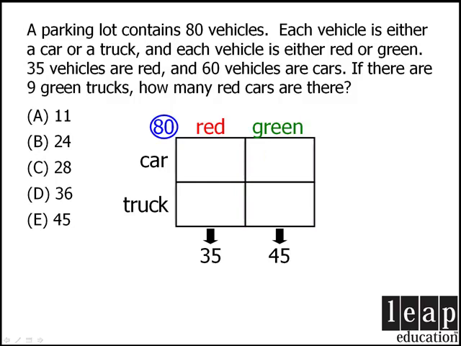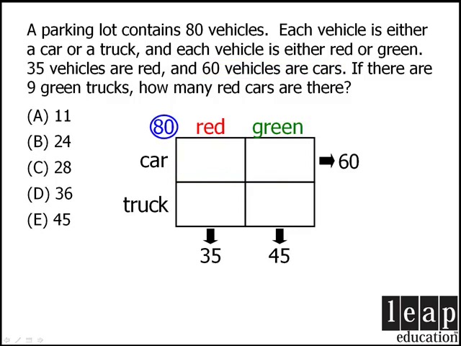Similarly, we are told that we have 60 cars. Now some of those 60 cars are red, and some of those 60 cars are green. So we can't place any of the 60 cars in either of these two boxes. However, we do know that the sum of these two boxes must be 60, since we have 60 cars altogether.